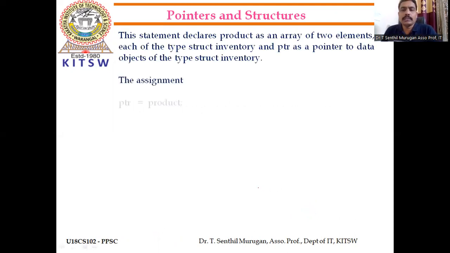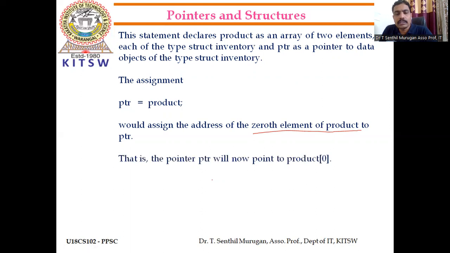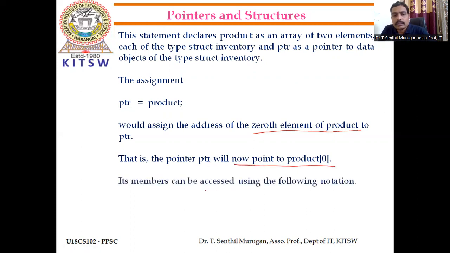If any two elements are there, it is the same thing I said. If you assign PTR equal to product, the pointer you are creating is assigned to the product, which means the zeroth element of the product will be found. Okay. So it may be that product 0 is there, product 1 is there, product 2 is there. But the pointer will now be pointing to product 0. Okay. So its member can be accessed using the following notation.